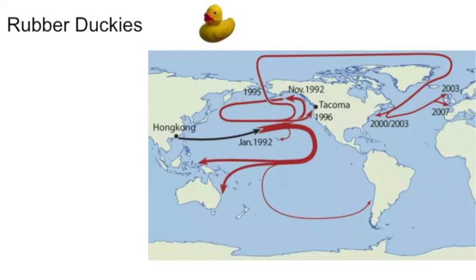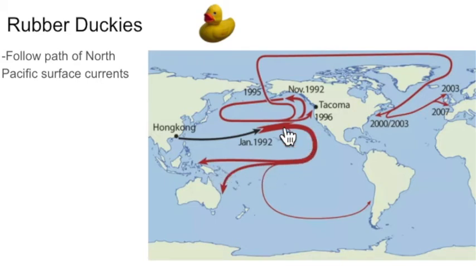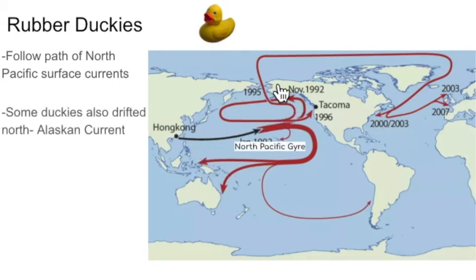If you dropped a rubber ducky into a river, you can imagine that the duck will follow the stream. For this reason, many of these duckies followed the path of the North Pacific Gyre. After all, surface currents are basically rivers in the ocean. Some duckies ended up even further north, following the path of the Alaskan Current, and even circulating around the whole subpolar gyre, and ending up in Tacoma. Other duckies even landed all the way in the Atlantic after several years of drifting.